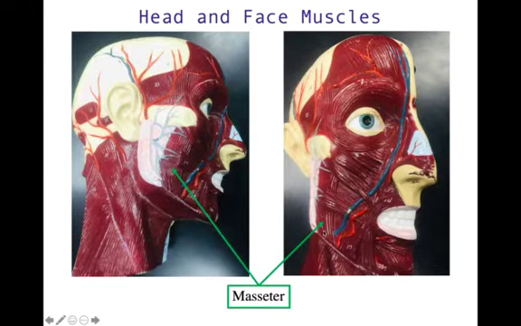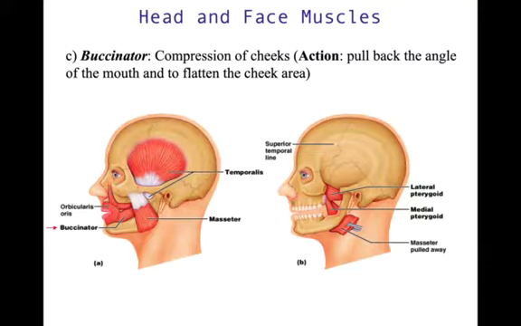All right, so that's the masseter muscle. Name specific muscle, masseter, okay, name specific action, okay, closes the jaw. All right, muscle and action, masseter, closes jaw. All right, the next one is found in your cheek.